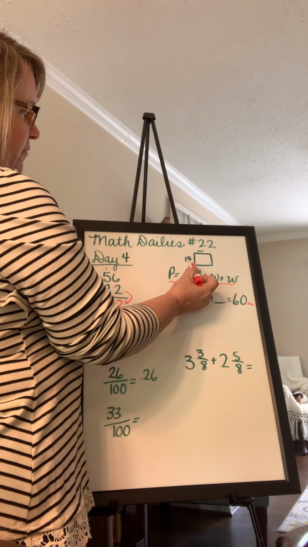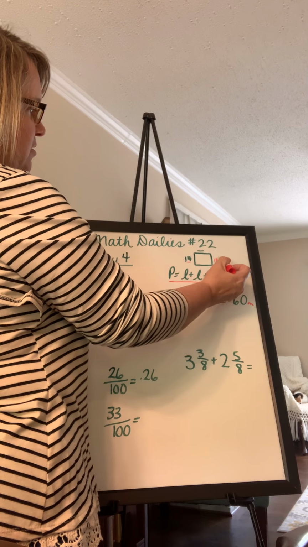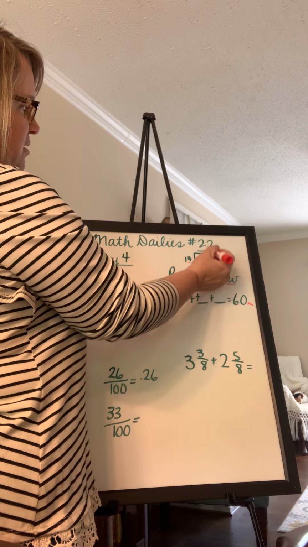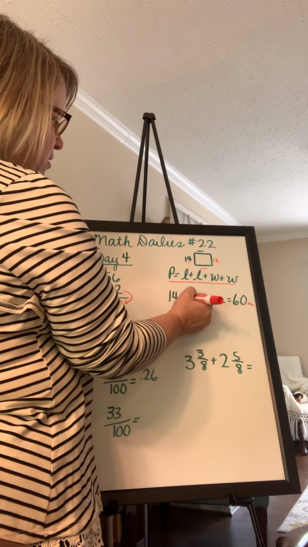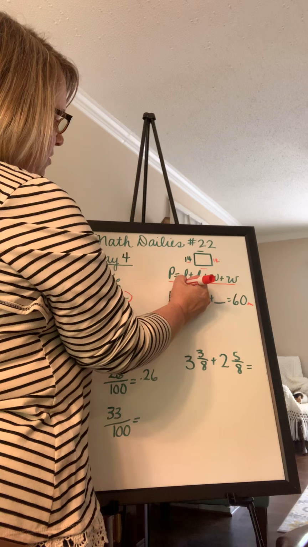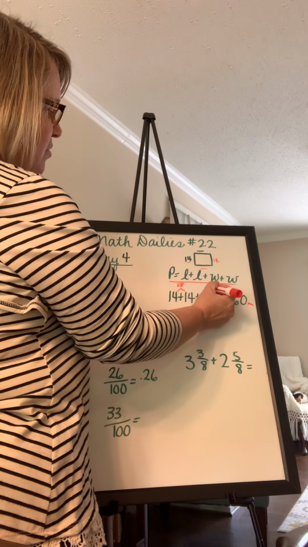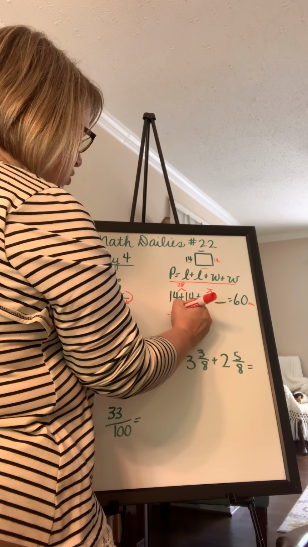So we have 14 for this side, and then we know if that side's 14, this side is also 14. So we have 14 plus 14, but then these two sides are blank. We don't know what those are, so we're going to put plus blank plus blank. So 14 plus 14, we're going to add together is 28. So 28 plus blank equals 60.